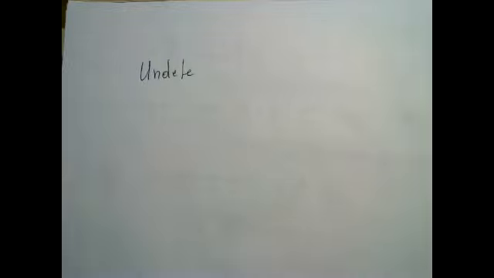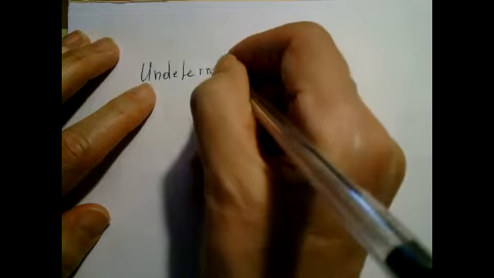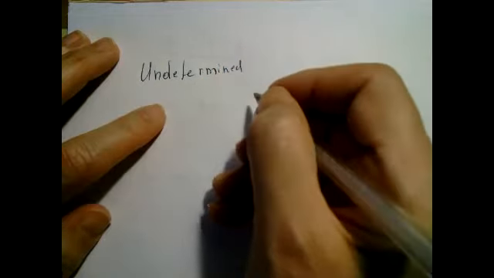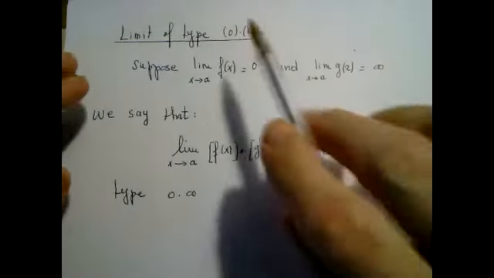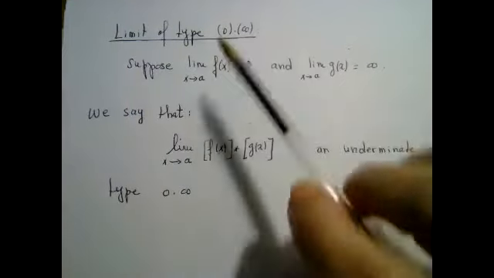actually I have it written. I think I have it right. I don't know. All right. Indeterminate form, indeterminate. Sorry, I have it. All right. Limit of type 0 times infinity. All right, let us read that.